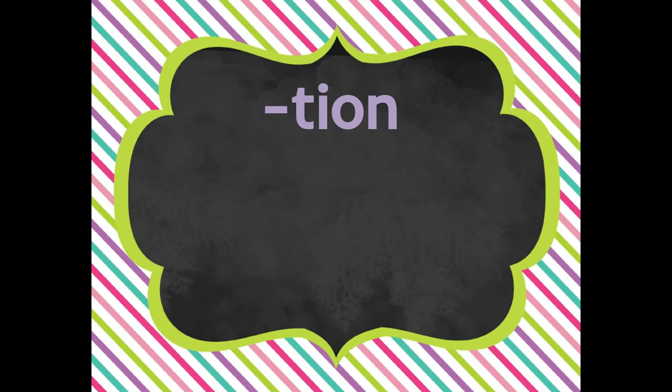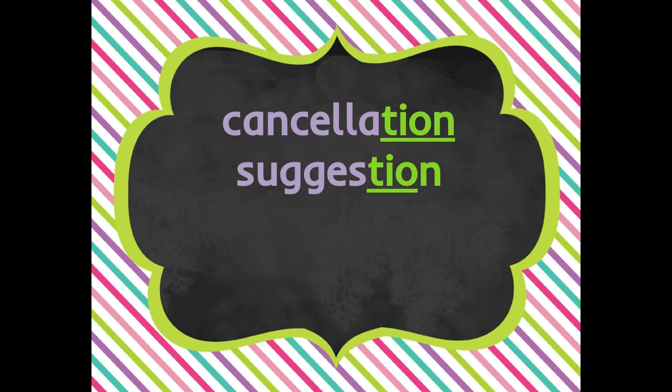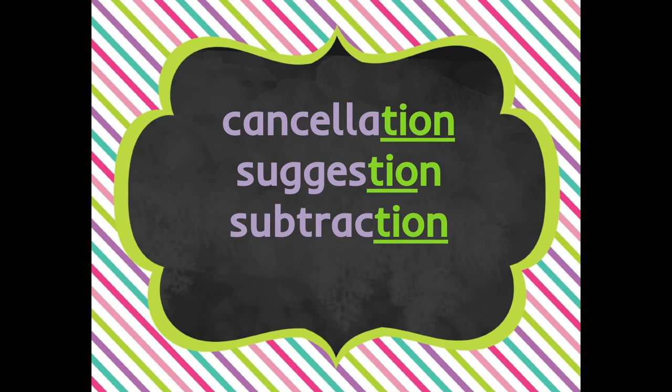The next suffix we're going to look at is shun, which means the act of or state of. With the suffix shun, you can make these words: cancellation, suggestion, subtraction, protection. So I'm going to look at the last word, protection. The base word is protect. The suffix we've added to the word is shun, T-I-O-N, to create protection, meaning the act of protecting.